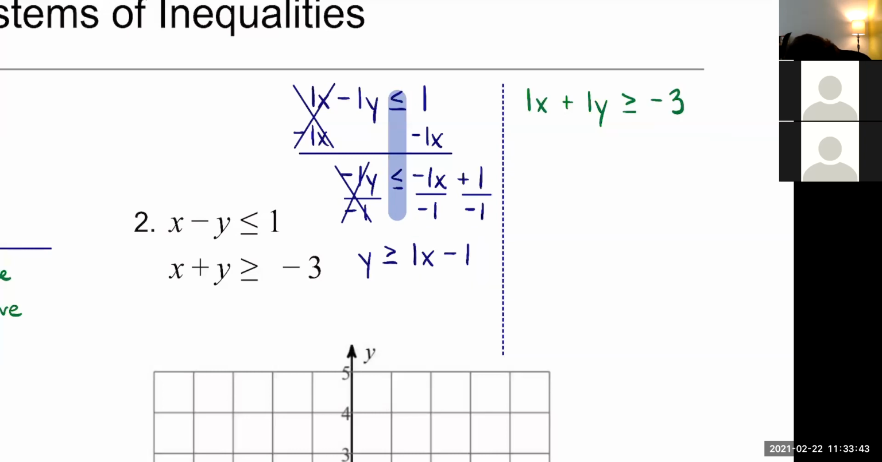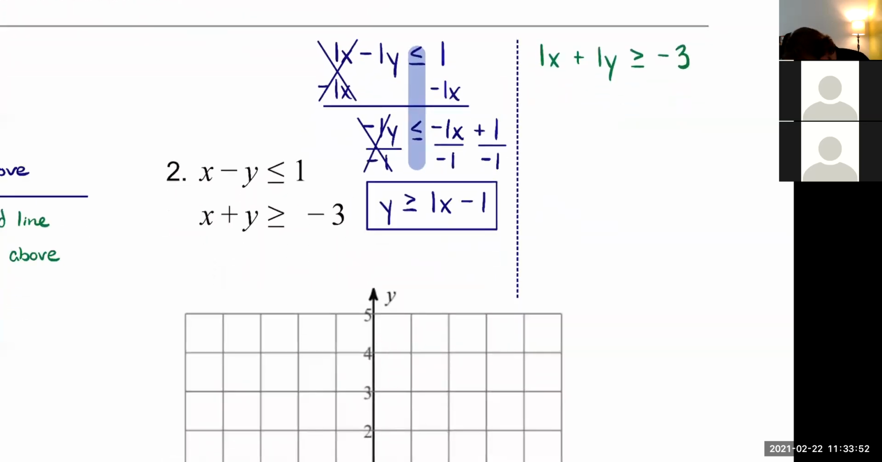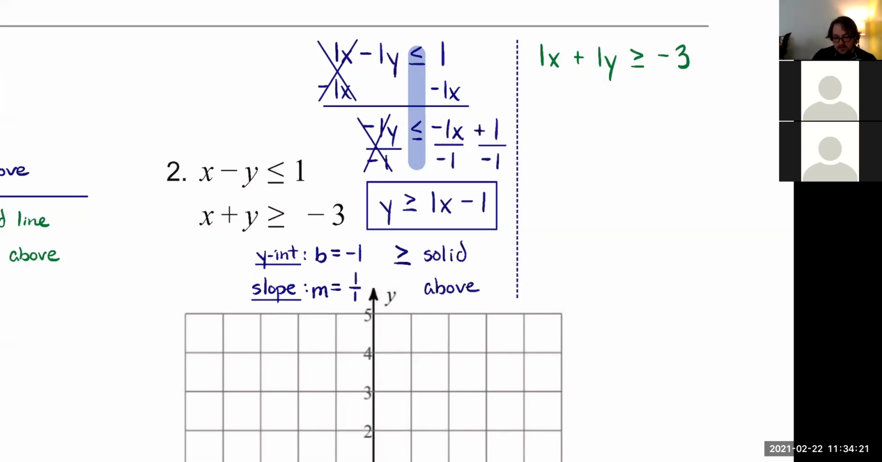Haven't given myself much space here. That's my bad. We'll make it work. So the y-intercept is what? -1. The slope is 1/1. And with a greater than or equal to symbol, that's going to tell me two things: it's a solid line, and shade above. So I squeezed it in there, but like I said, we'll make this work.